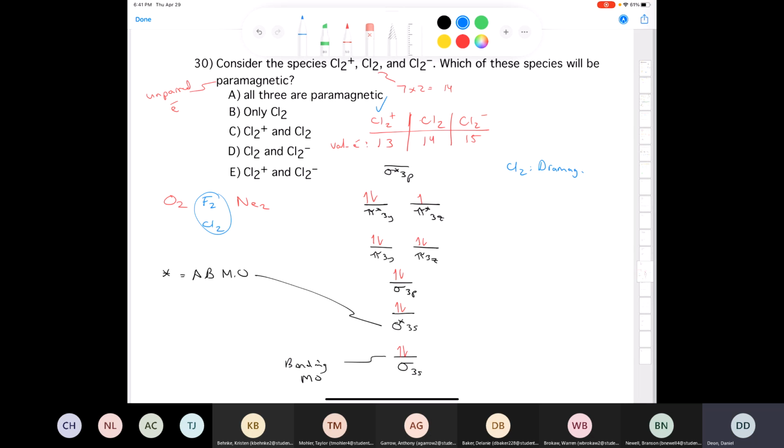What about the Cl2 minus? Well, that means I need 2 more electrons compared to my Cl2 plus, so 1, 2. Now I have an unpaired electron here in the sigma star 3p orbital, and so that is going to be paramagnetic as well. It's also going to be attracted to a magnet. And so the answer is the dichlorine with a positive charge, or the dichlorine cation, and the dichlorine anion.